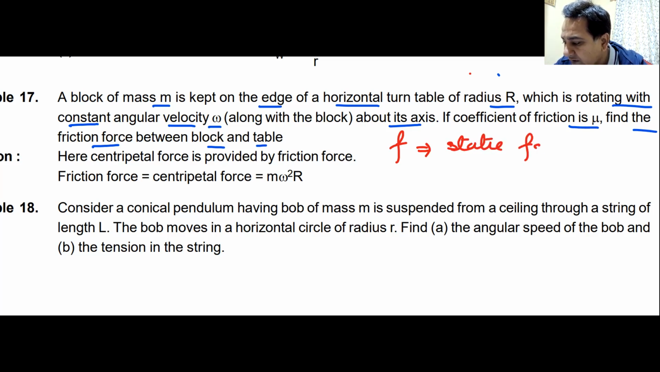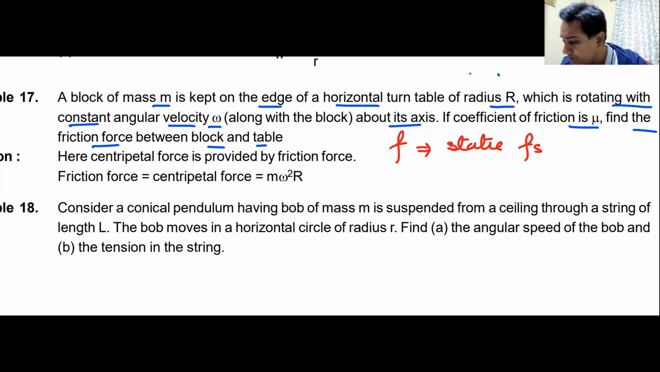And I'll call it Fs. So this is static friction that is happening between the block and the turntable. Now, as soon as it is static friction, we know that it has variable magnitude, it has variable direction. Now, right now, because of this static friction, and again, I will go back to the previous question.